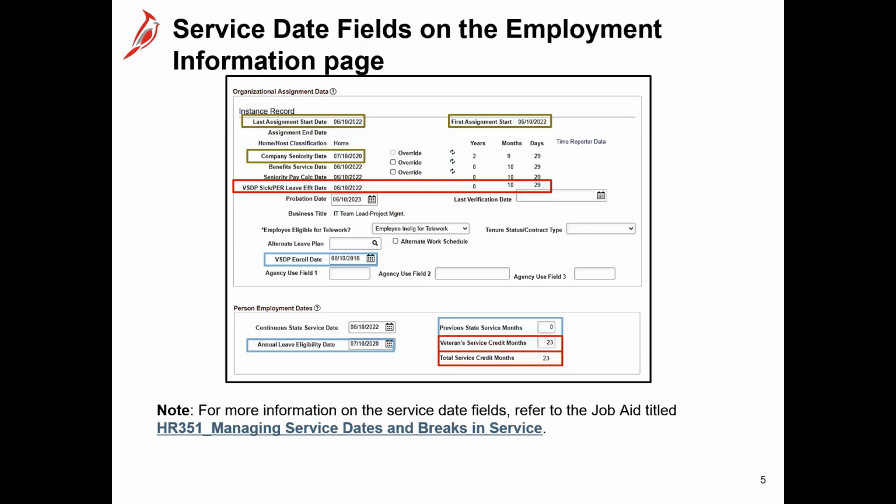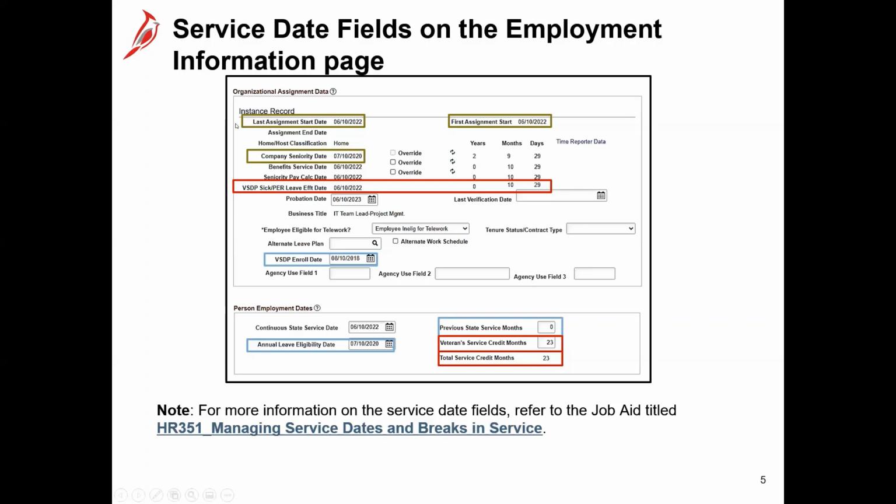Some additional PeopleSoft delivered fields to call out are outlined in green, but these fields are automatically generated and they do not require any manual entry at all. Okay. First field we're going to go over is our company seniority date field. Again, this is automatically generated upon save based on what HR administrators enter in the annual leave eligibility date field. This field impacts the annual leave accrual rate and carryover amounts in absence management modules.